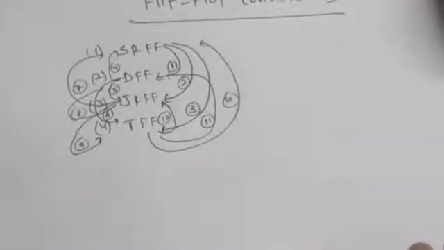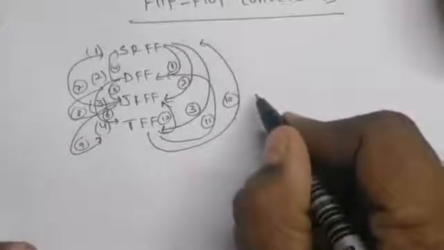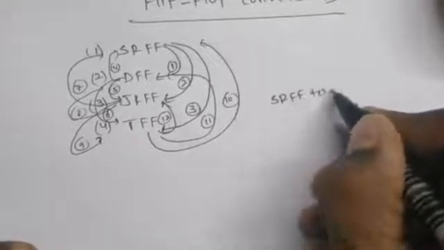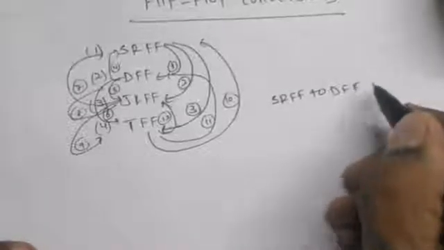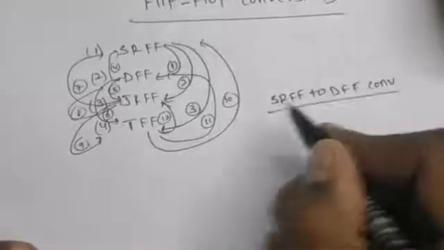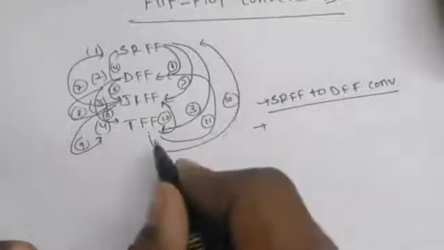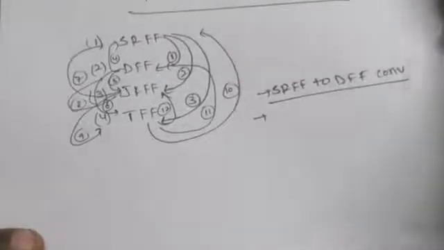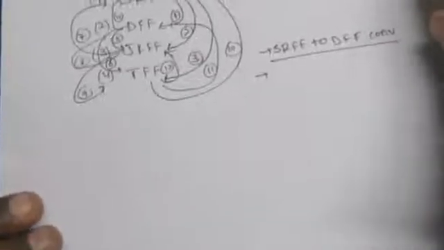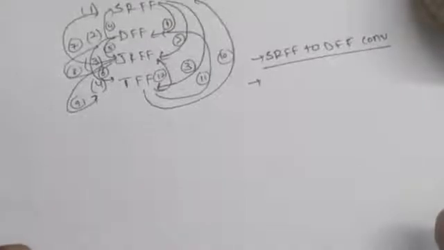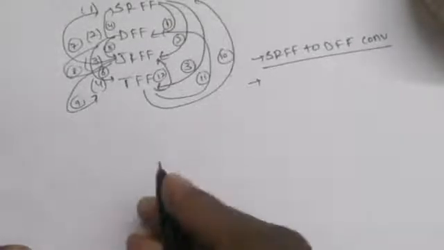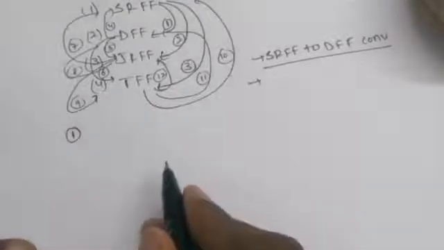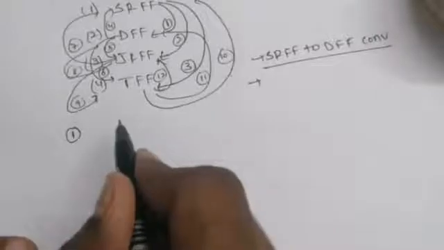Total 12 conversions are there, from one flip-flop to another flip-flop. Questions will appear like SR flip-flop to D flip-flop, SR flip-flop to JK flip-flop, SR flip-flop to T flip-flop. In this major case, how we have to convert one flip-flop to another flip-flop, I will explain now. Flip-flop conversions. First, I will take one question. I will explain at least 2 to 3 questions in this video.